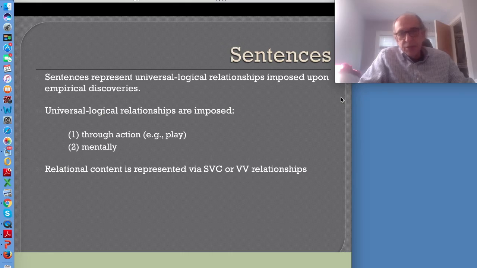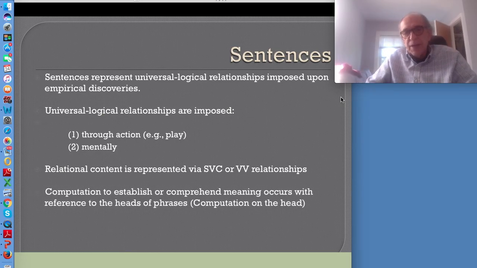Relational content is represented via subject-verb-complement sentence relationships, or two-verb relationships between or among verbs. And we'll be looking at that in some depth, in fact, great depth, as we proceed across this course as we try to understand what language acquisition in children really is about. What are they acquiring? One thing they are acquiring is relationship-making capacities.